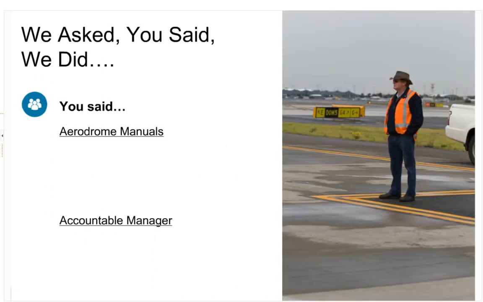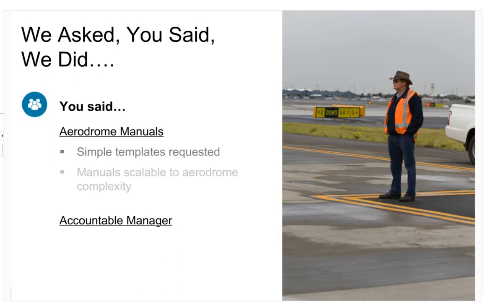For aerodrome manuals, we had a request for simple templates, and also a desire to have the manual scalable in accordance with the aerodrome's complexity overall.